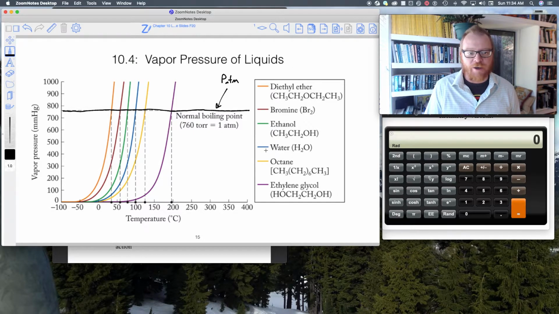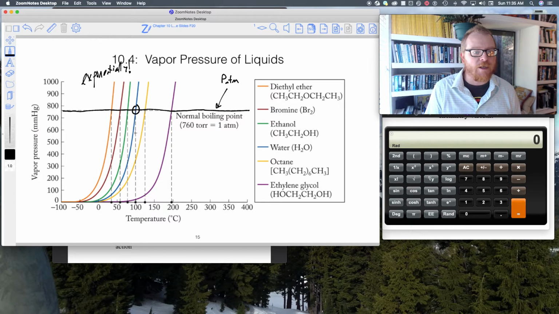But now if you look at water, let's pick on water, the blue curve. If we follow this, at room temperature, somewhere around here, the vapor pressure of water is quite low. And you notice as we heat the water up, it increases exponentially. So there's an exponential increase in vapor pressure with temperature. Once you start really heating up that water, its vapor pressure really takes off. And when its vapor pressure is equal to that of atmospheric pressure, it's boiling.